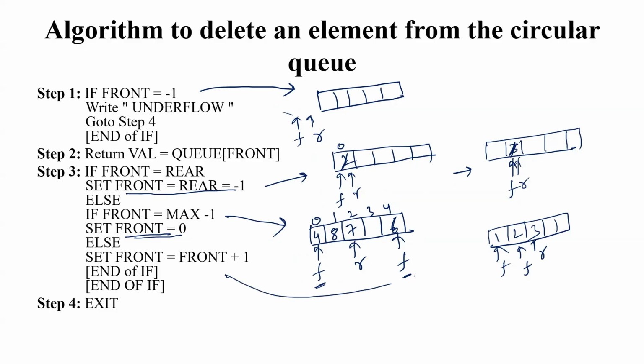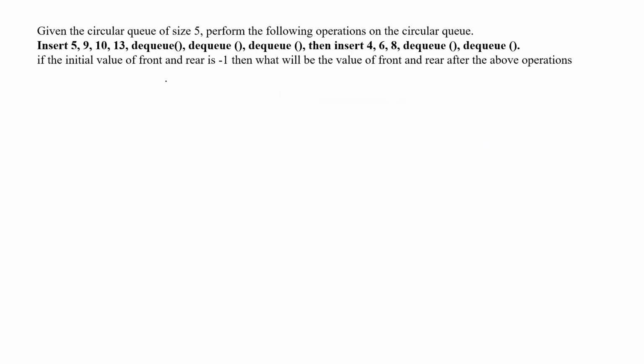This one is the normal case which we always do in the simple queue also, where we increase the value of front. So in the circular queue, in this way, we can utilize the maximum memory capacity.